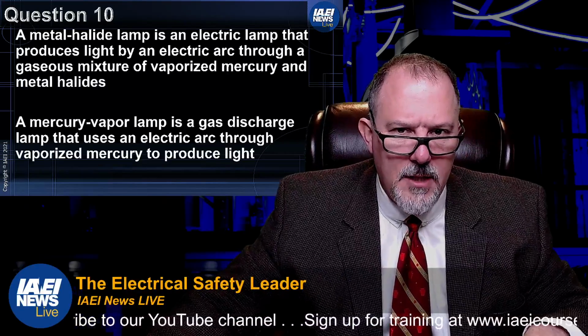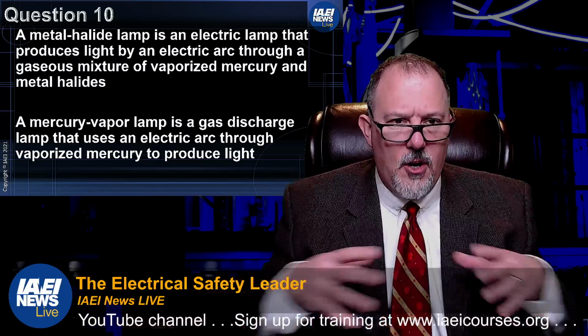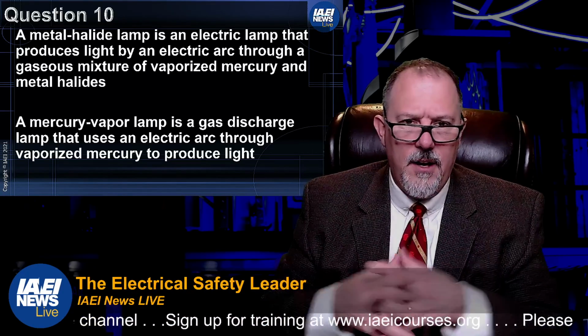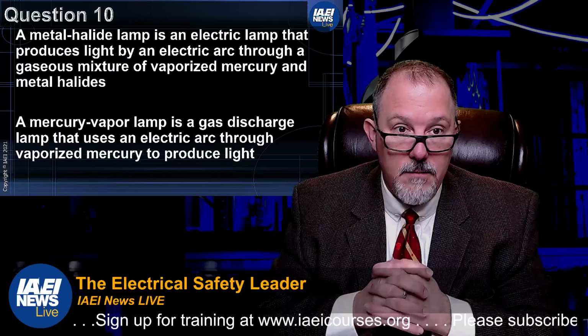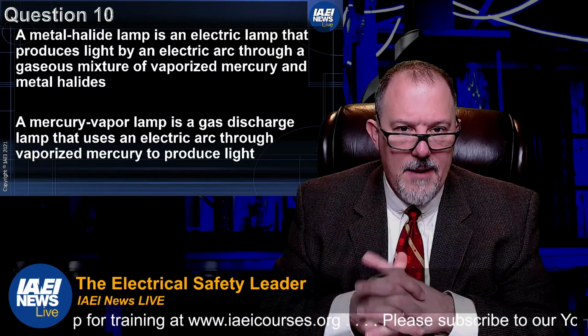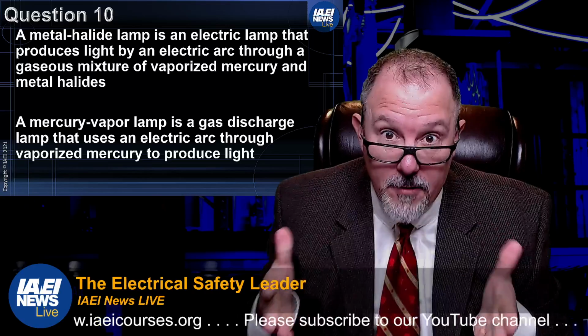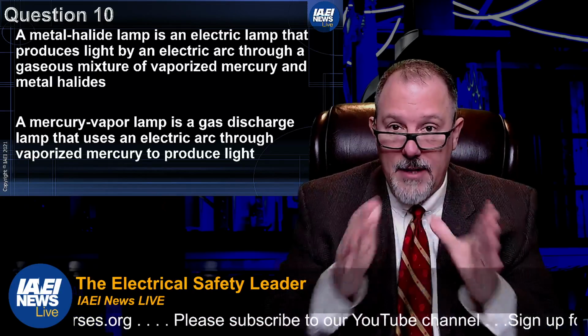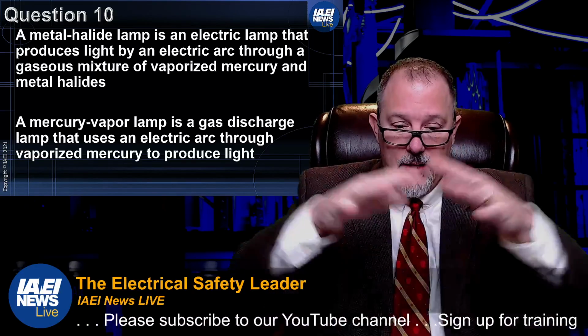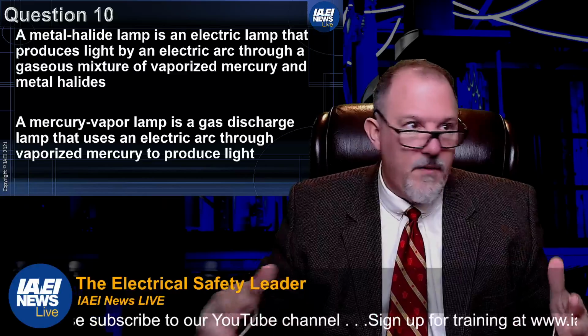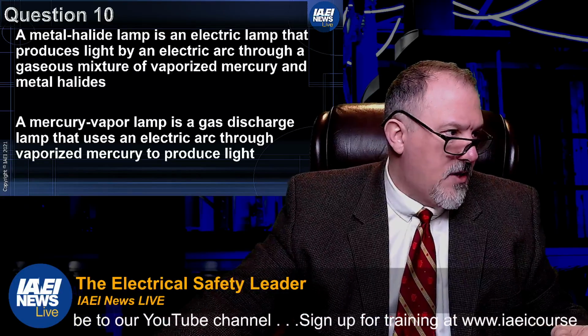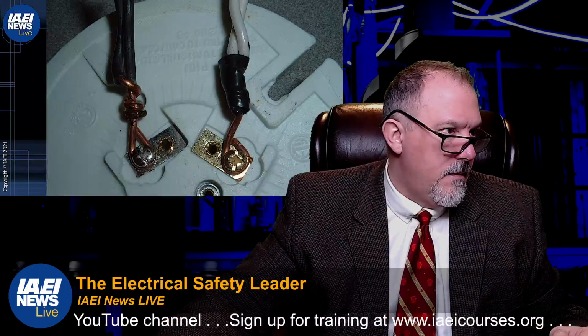A metal halide lamp is an electric lamp that produces light by an electric arc through a gaseous mixture of vaporized mercury. And a mercury vapor lamp is a gas discharge lamp that uses an electric arc through vaporized mercury to produce light. You break them, and you don't want that to shower over a group of individuals. So I would say yes.